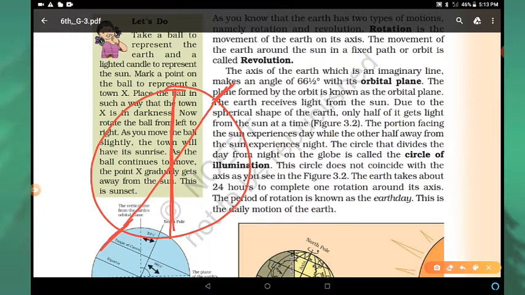As you see in this figure I made here, the earth takes about 24 hours to complete one rotation on its axis. The period of rotation is known as earth day. This is the daily motion of the earth.